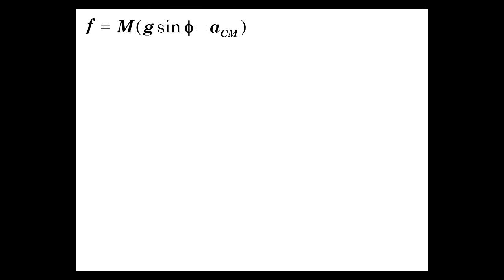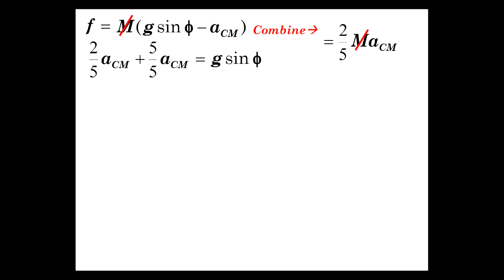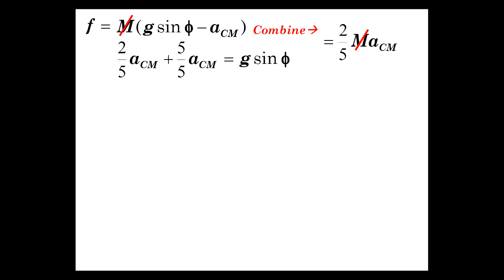So, friction from the first equation is m times g sine of phi minus a. And if we combine that with the 2/5 ma, the m's go away. And so now we have 2/5 a from over here, and we have 5/5 a, so we're bringing that over, so it's plus 5/5 a equals g sine of phi.